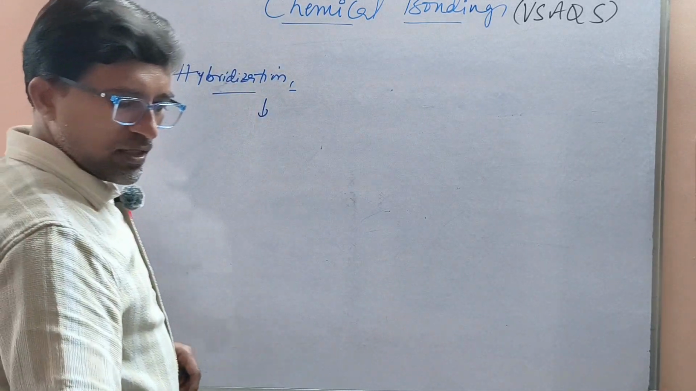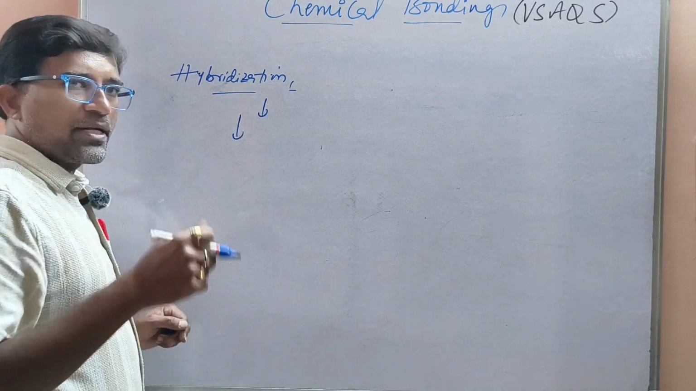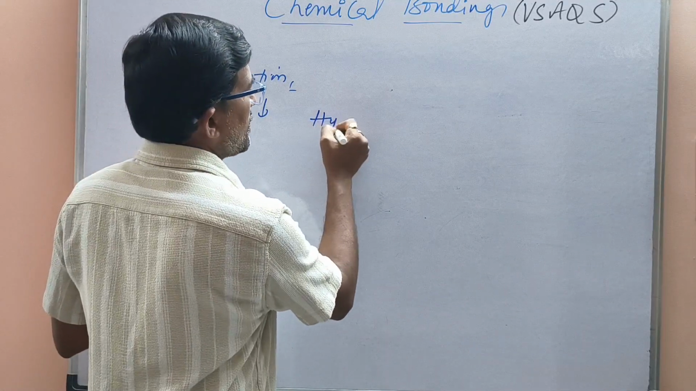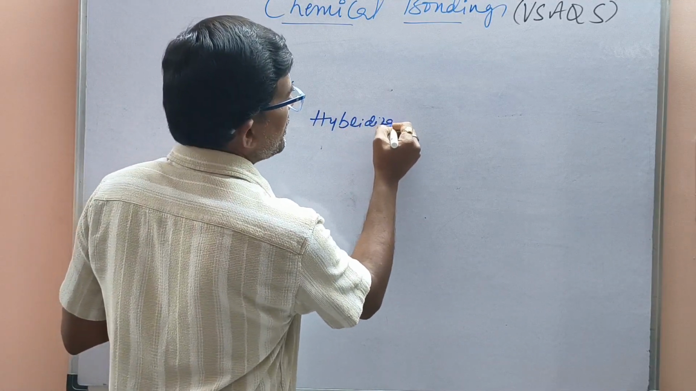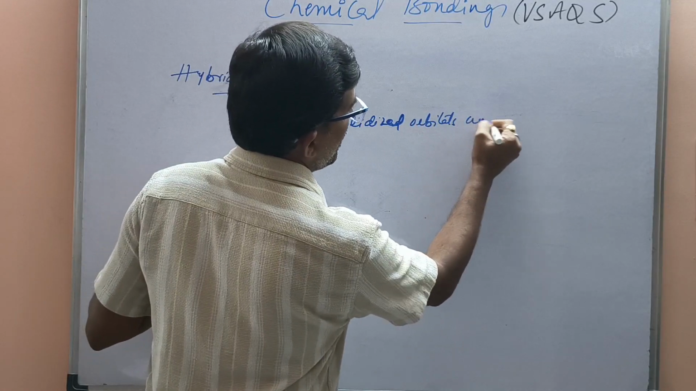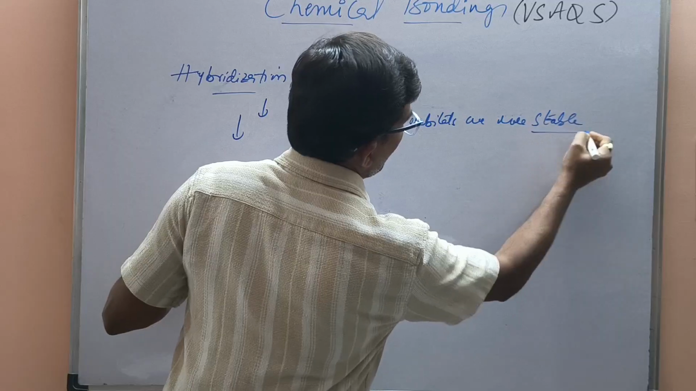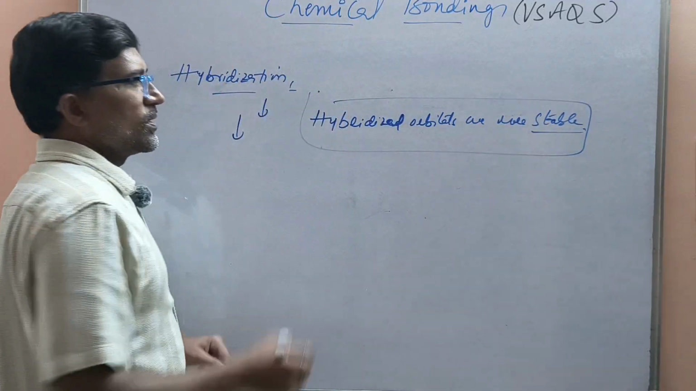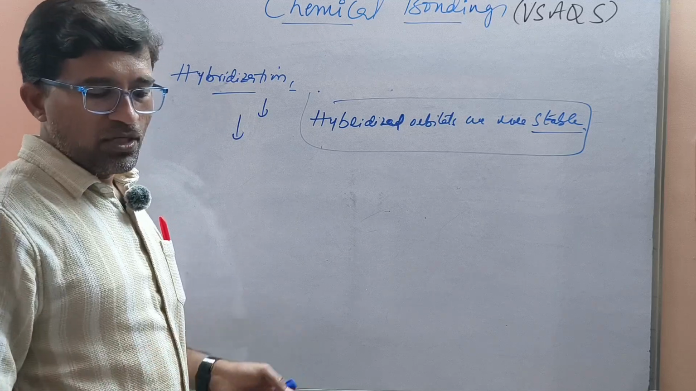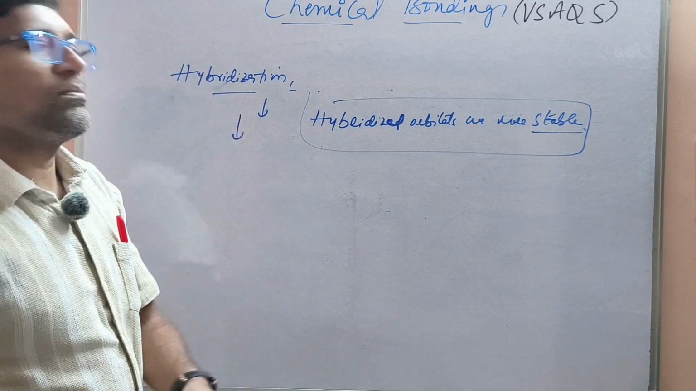Now we have different types. What is the basic difference between atomic orbitals and hybridized orbitals? Compared with atomic orbitals, hybridized orbitals are more stable. That is the main thing. They give more stability to the molecules when they participate in bond formation. Because of these hybridized orbitals, the molecules will get more stability.